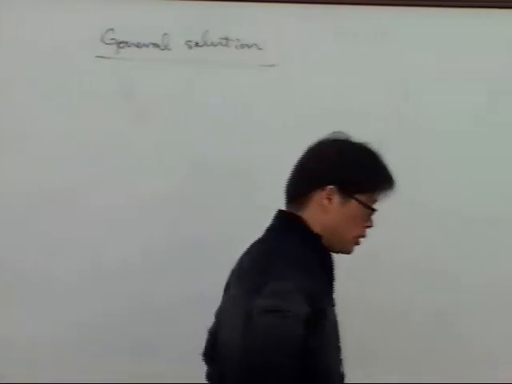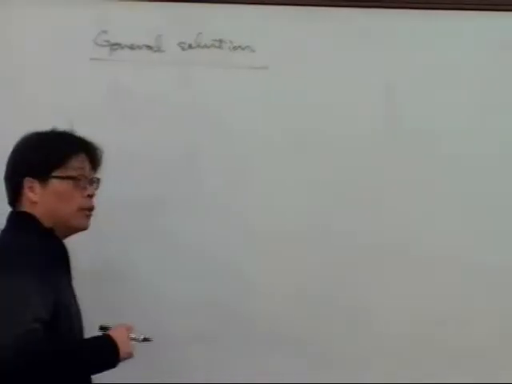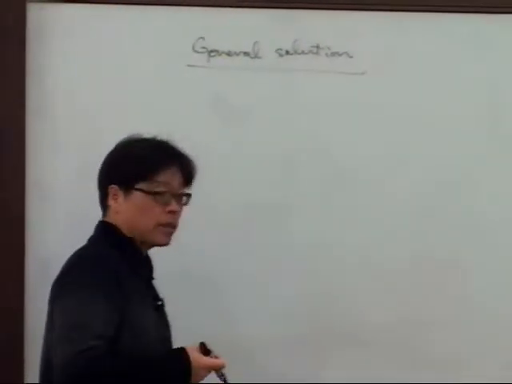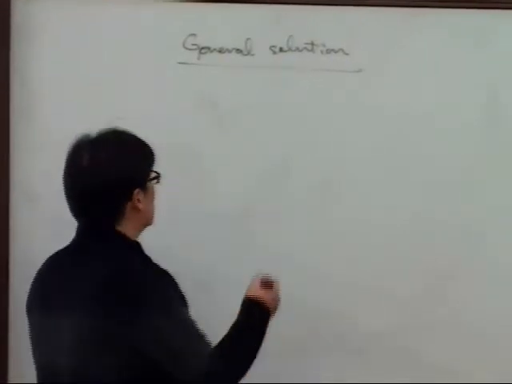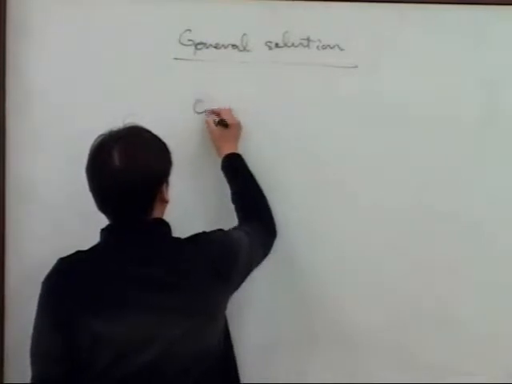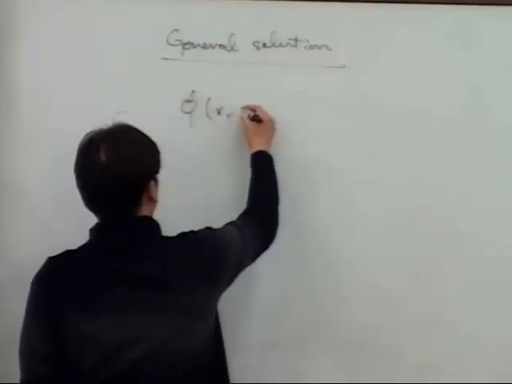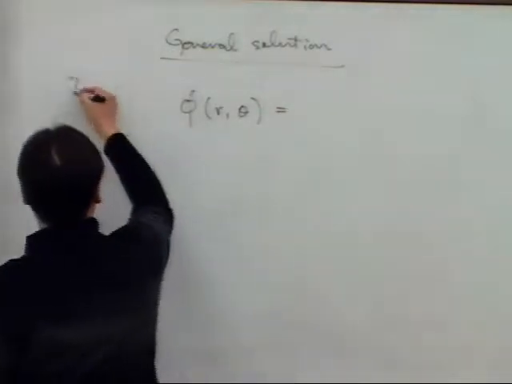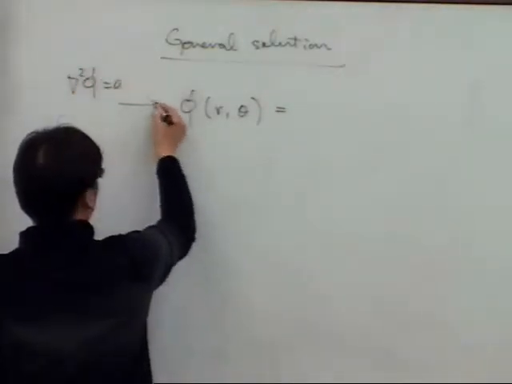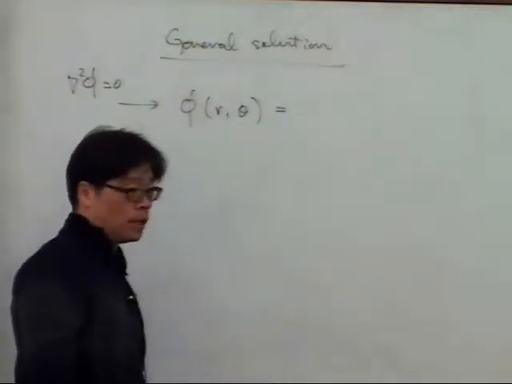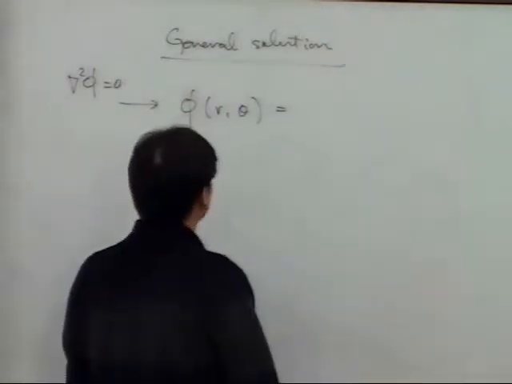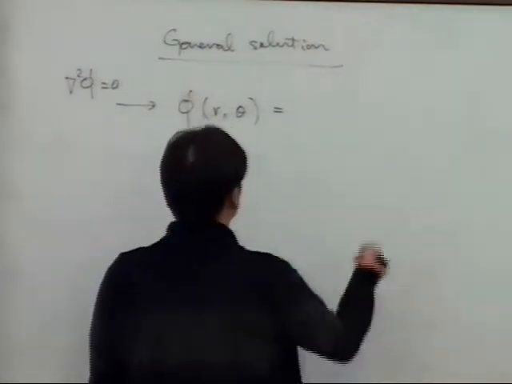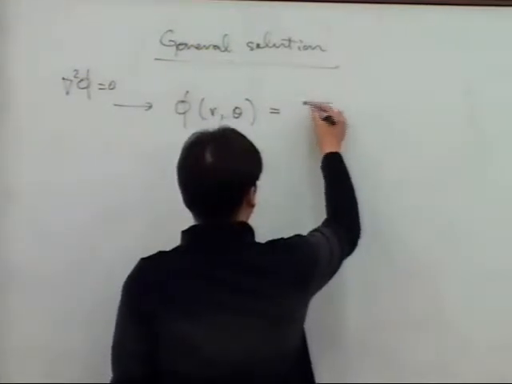Okay, we'll continue to discuss the general solution of the Laplace equation, which we found by solving the Laplace equation using separation of variables in polar coordinates. So then we found the solution in this way. This is the solution of the Laplace equation. In polar coordinates, r is the radial coordinate and theta is the azimuthal angle. And then the solution can be written in the following way.